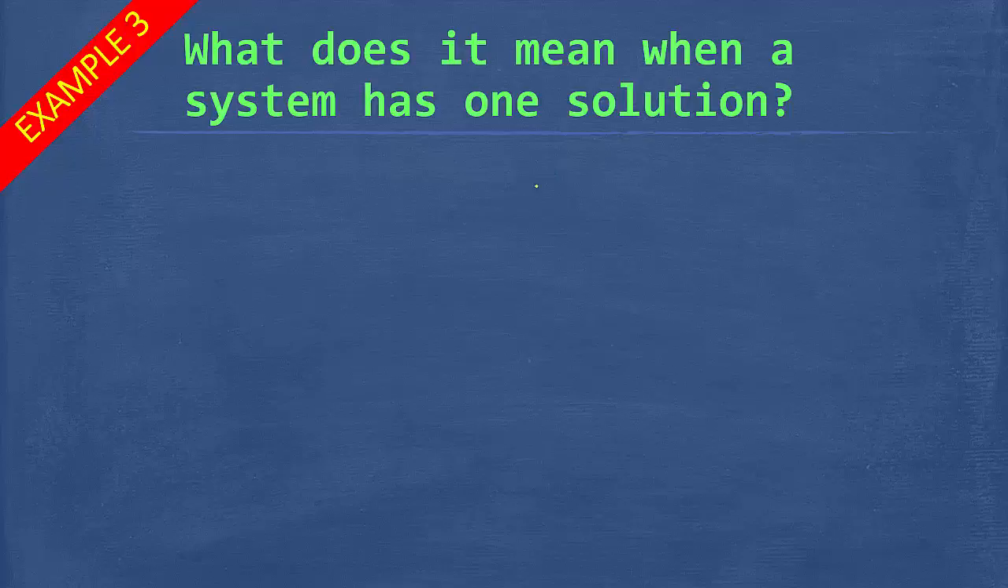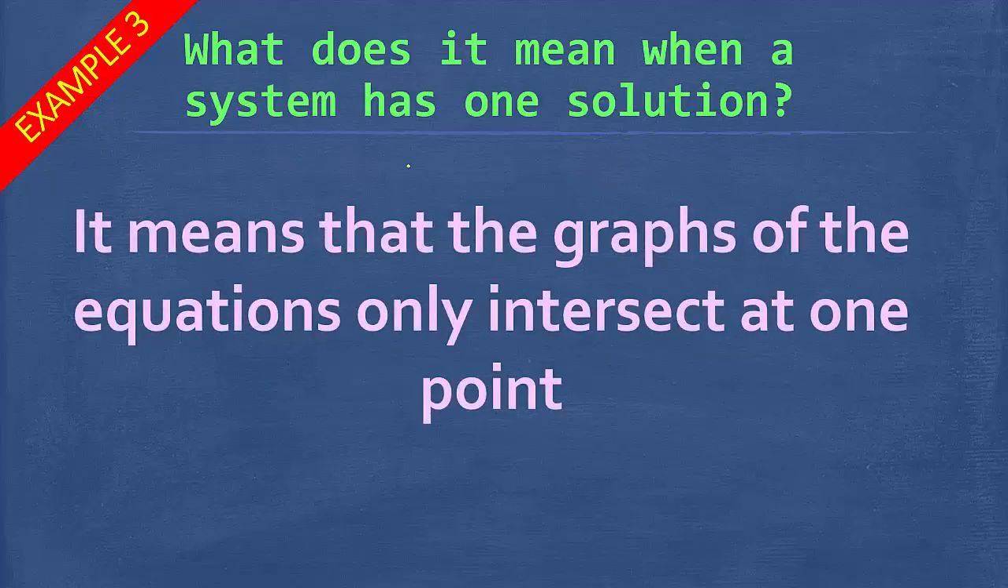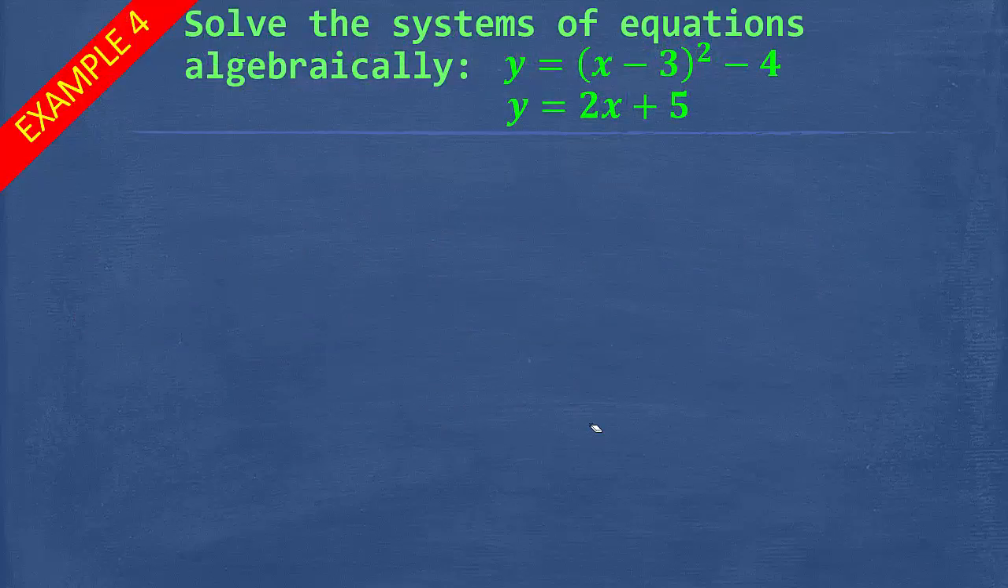All right, so what does it mean when a system has one solution? It means the graphs of the equations only intersect at one point. Okay, what does it mean when they have two solutions? It means the graphs of the equations intersect at 2 points. And what does it mean when a system has no solutions? The graph of the quadratic equation and the graph of the linear equation never intersect. So that's what it means. Simple as that. Okay, now we're getting into solving systems algebraically.